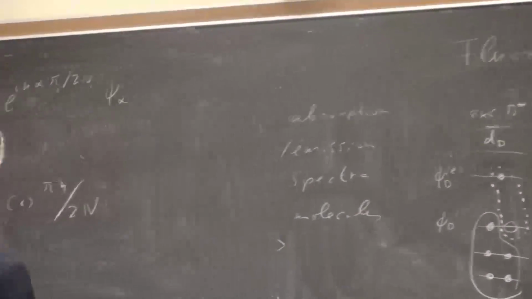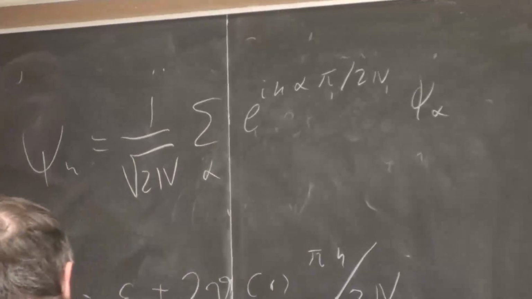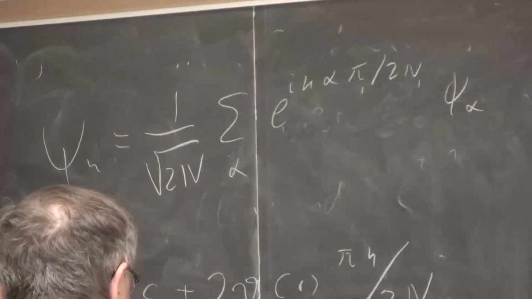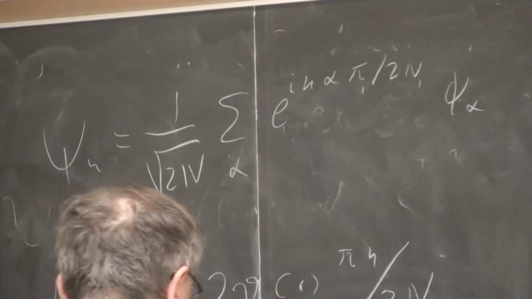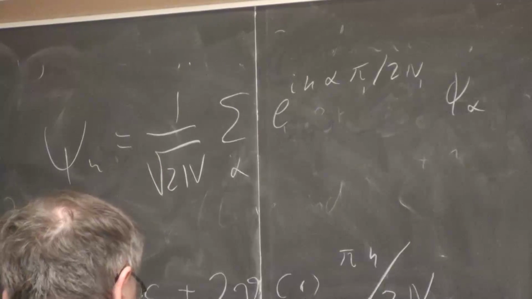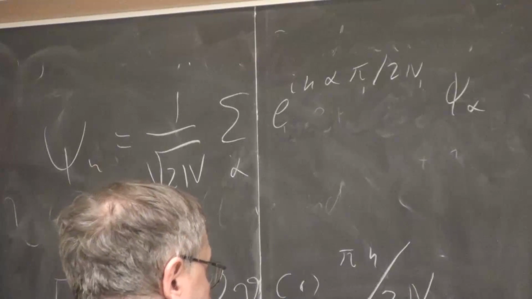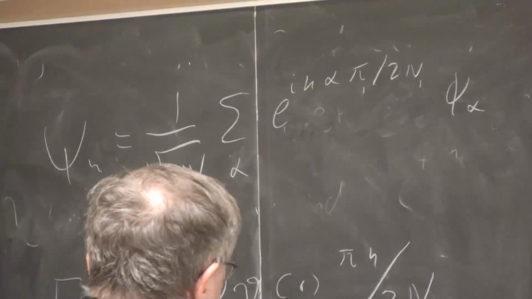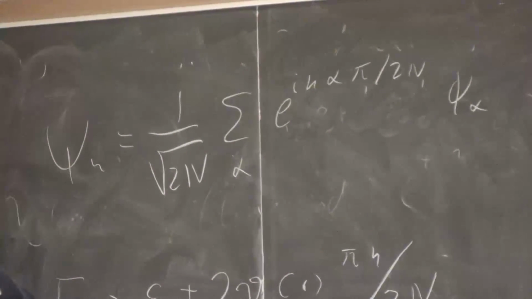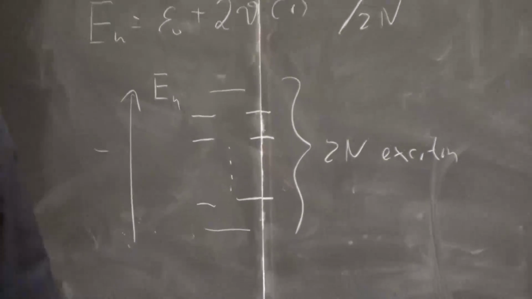Okay, so this is how the spectra looks like. If I plot the spectrum, and here's E, I find I'm getting a lower state and a higher state, and then many in-between states, and altogether I'm getting 2n exciton states. All the exciton states are doubly degenerate in the middle, except the top and bottom, which are not degenerate.